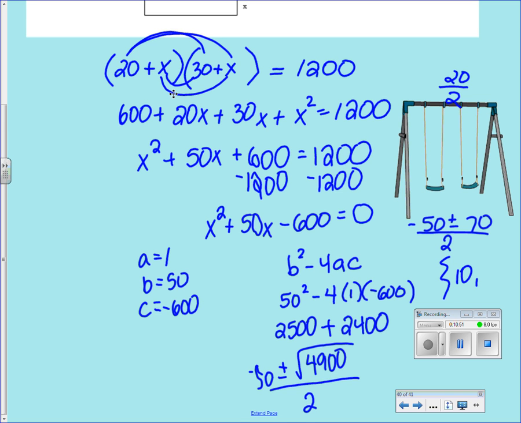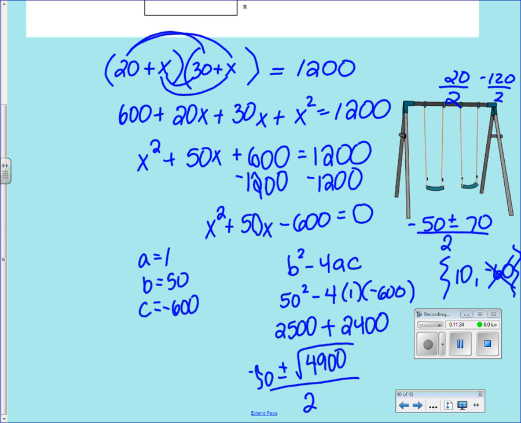Okay, then let's do the other one. So negative 50 minus 70, which is negative 120, and then divide that by 2. Now, we're talking about a rectangle, which means we're going back to some geometry. So what do you remember about geometry and distance? We can't have a negative. So we're going to have to discard this because we can't have a side be negative 60.